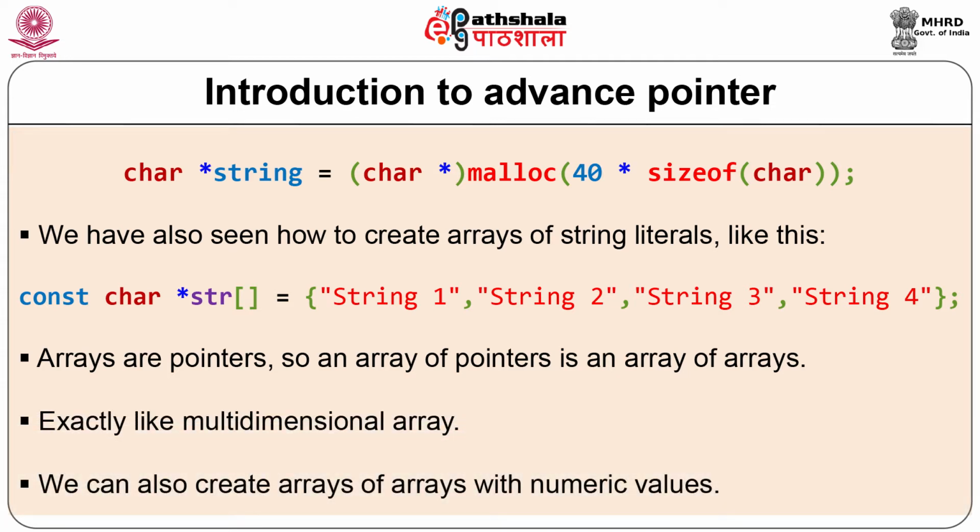We can also create arrays of arrays with numeric values. We have also seen these examples in the previous module. We also saw array examples on single dimensional array and multidimensional array. Here we are using a multidimensional array for characters. Here the strings are string 1, string 2, string 3 and string 4. For storing these 4 different strings, we are using a multidimensional array with pointers.